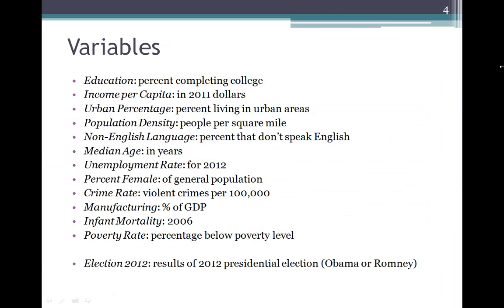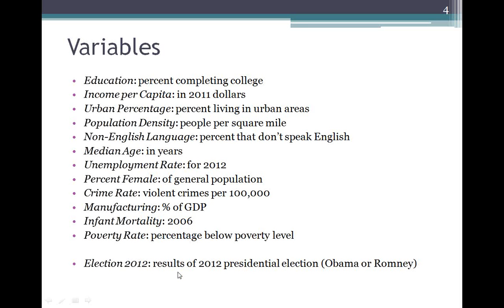We're going to be looking at the education of the population. That's going to be the percent completing college, the per capita income, the percent of people living in urban areas, the population density, the percent of people in a particular state that don't speak English, the median age, the unemployment rate, the percent of the population that are female, the crime rate, the percent of the GDP that comes from manufacturing. We'll be looking at infant mortality and poverty rate. Actually, those 12 variables are the variables that will characterize each of the states, each of the observations.